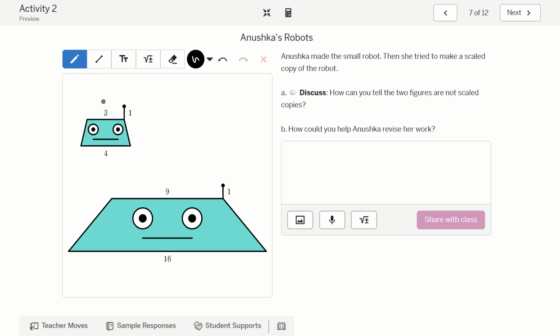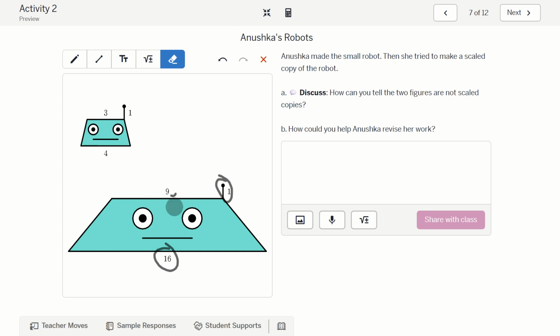So what did the top get scaled by, ladies and gentlemen? From 3 to 9, it got scaled by 3. And then the bottom, from 4 to 16, it got scaled by 4. And then from 1 to 1, it got scaled by 1, or it didn't get scaled, right? So this whole shape is not scaled.